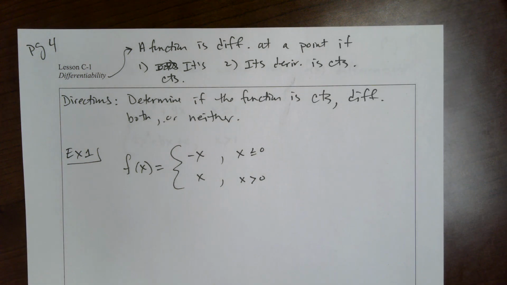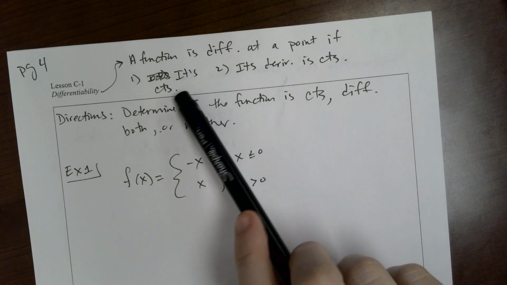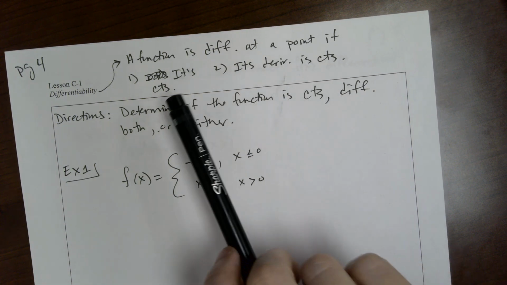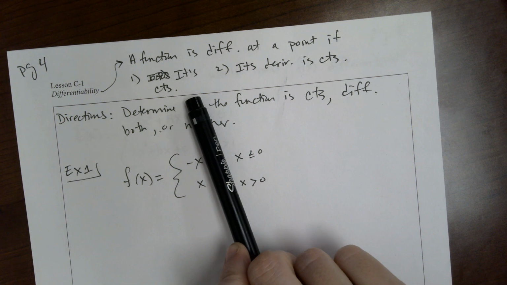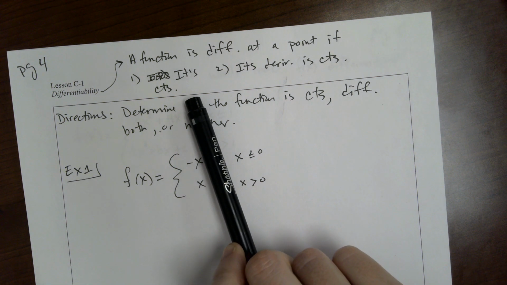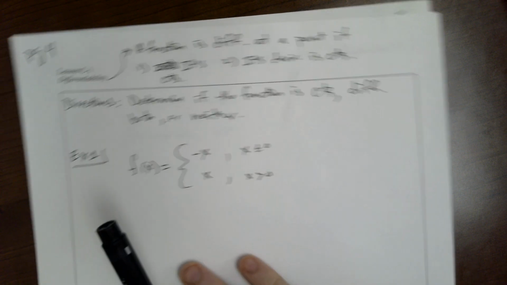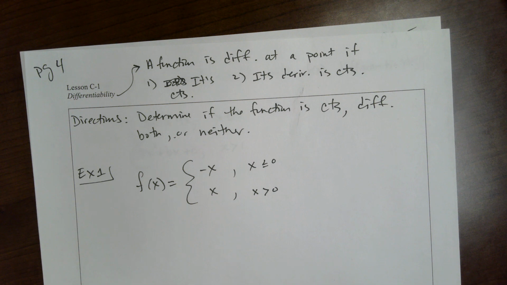Okay, so we're on page 4. This is lesson C1 and it's about differentiability. So a function is differentiable at a point if one, it is continuous, the function itself, and number 2, its derivative is continuous. So to be differentiable means that the derivative exists.